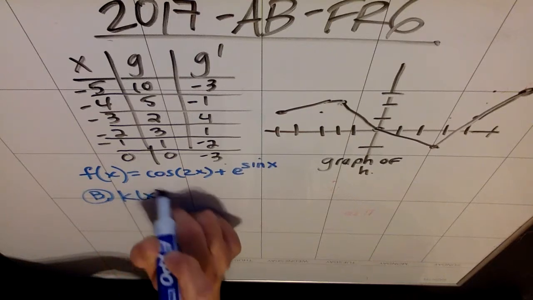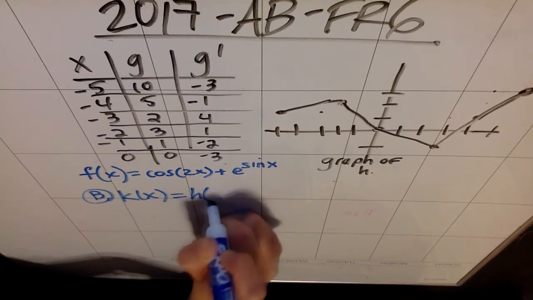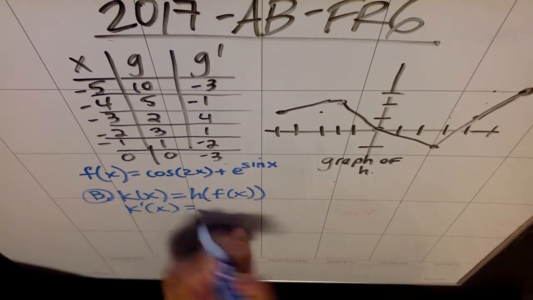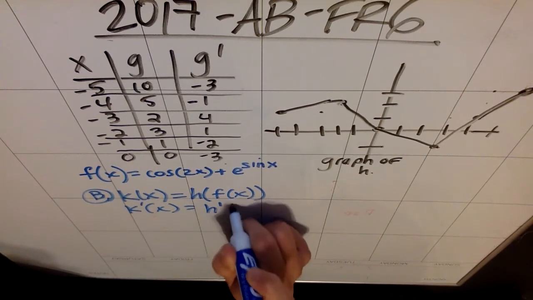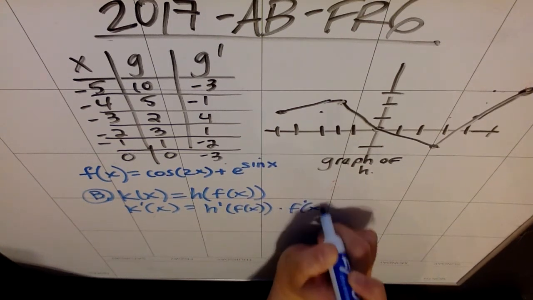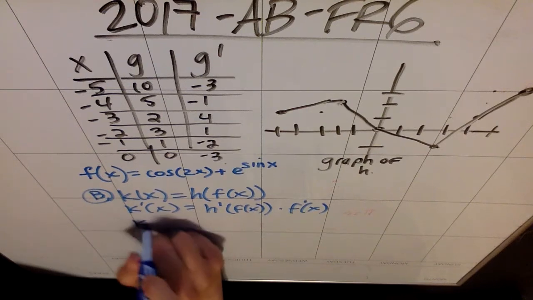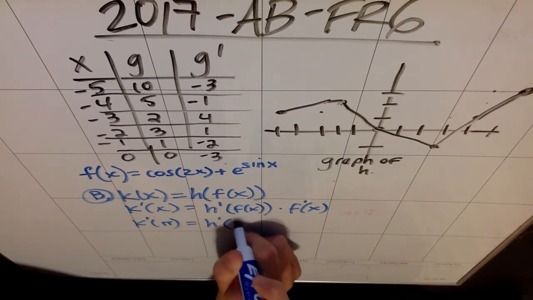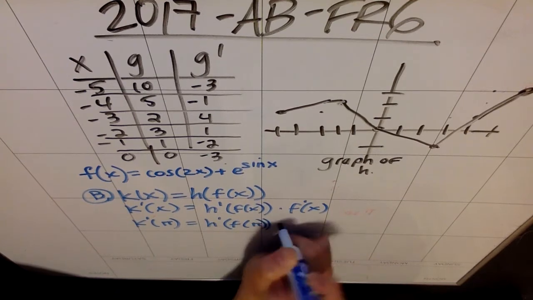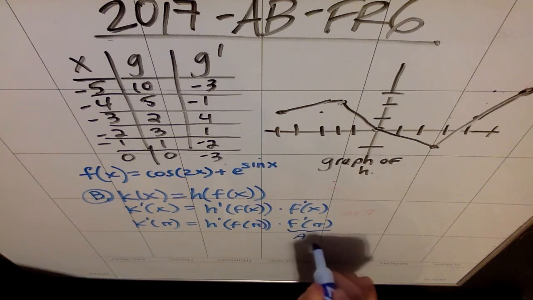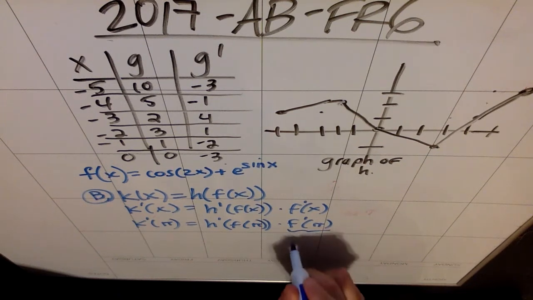Okay, so part B, right? K of x is h of f of x, right? So k prime of x is going to be a chain rule, right? The derivative of the outside, which would be h prime of f of x, times the derivative of the inside, which would be f prime of x. So they want k prime of pi. Well, that's going to be h prime of f of pi times f prime of pi. Now we already found f prime of pi, right? This was our answer to part A. We know that this guy is a negative 1.